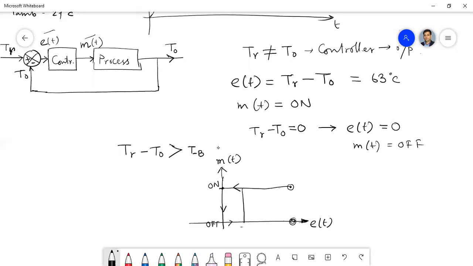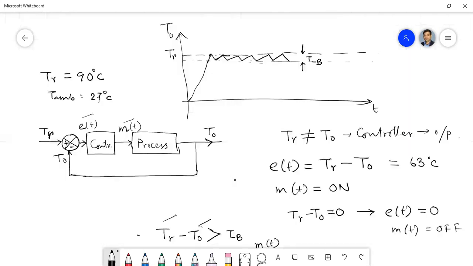So this is your T minus B. When the error becomes positive beyond this, when Tr minus T0 is more than minus TB, again the switch will be on. So the problem in this process, this is basically your hysteresis loop. Now in this process you see your temperature will vary around a line which is less than Tr, isn't it?